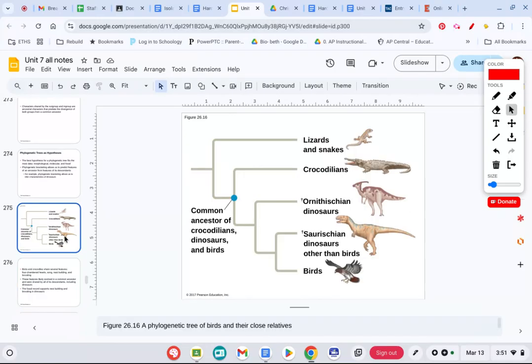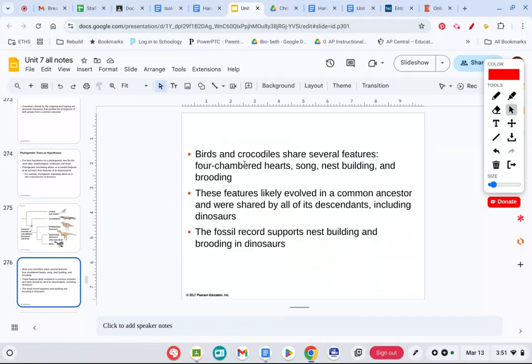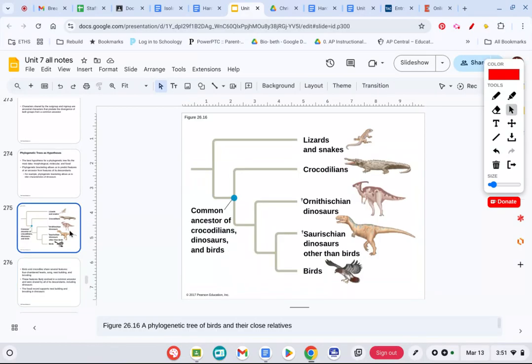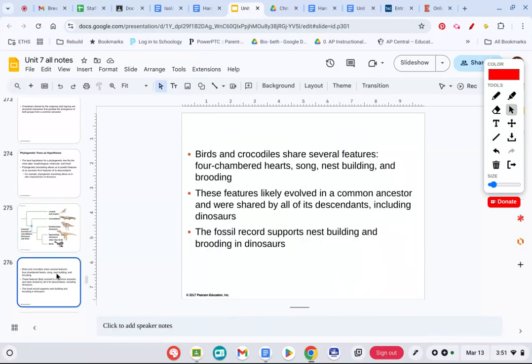Okay, so we can look at birds, and we can see that they are actually fairly closely related to dinosaurs. And that is taken from the fact that birds and crocs both have four-chambered hearts. They both sing. And believe it or not, crocodiles do nest. They build nests, and they brood, meaning they watch over their eggs before they hatch. So these all suggest that these two are more closely related because this group of dinosaurs also had, or seem to have, those characteristics as well. So there's that.